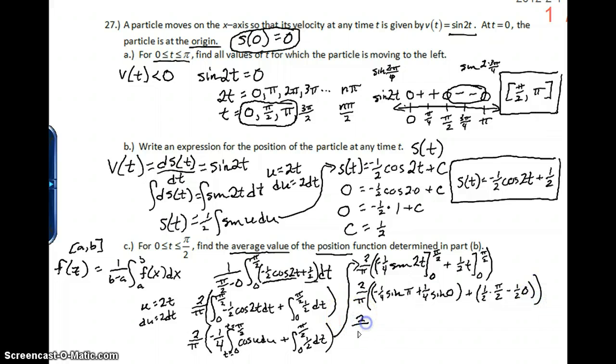All right, so now carry down the 2 over pi, and let's simplify. So 1/4 of sine of pi. Well, sine of pi is 0, and the sine of 0 is 0. So really, this is negative 1/4 times 0 plus 1/4 times 0, which is 0. Plus half of pi over 2 is pi over 4, minus half of 0 is 0. So 2 over pi times pi over 4. The pi's would reduce. 2/4 is 1/2. And so the average value of position is 1/2.